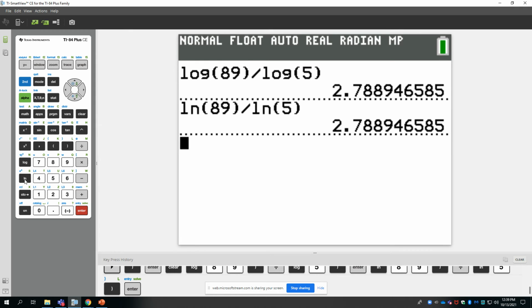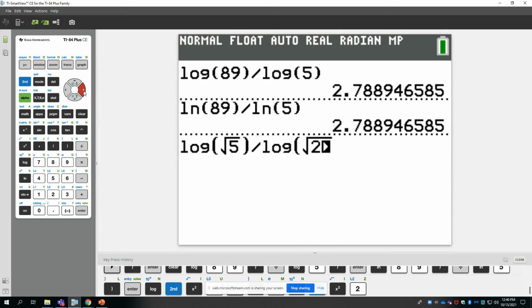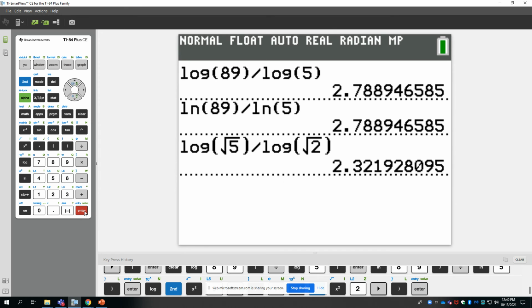Natural log is here, and common log here again. So common log of square root of 5. In order to get the square root, we press second, square. Square root of 5, and then the cursor is still under the root. You have to use the arrow key to move the cursor out of the square root and then close parentheses. That's the common log of square root of 5 divided by common log of square root of 2. Same thing: use the arrow key to get out of the root, close parentheses, and press enter.